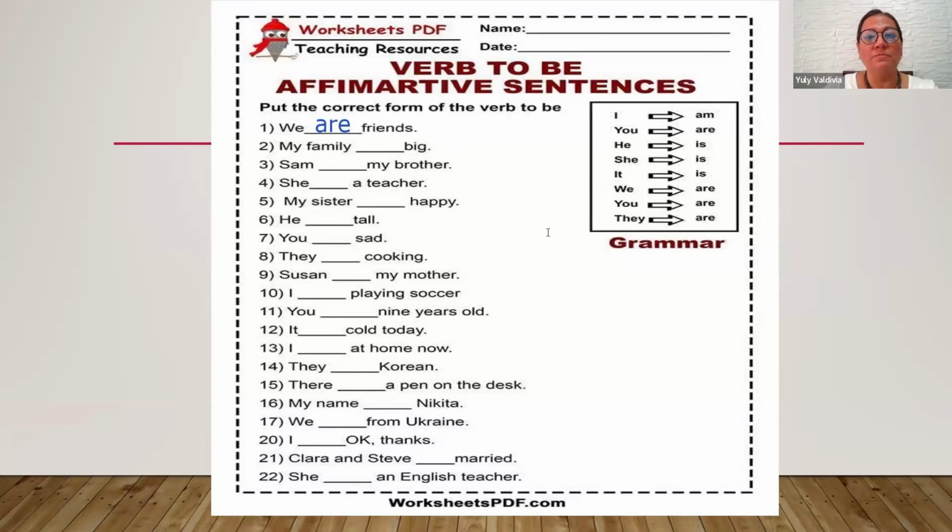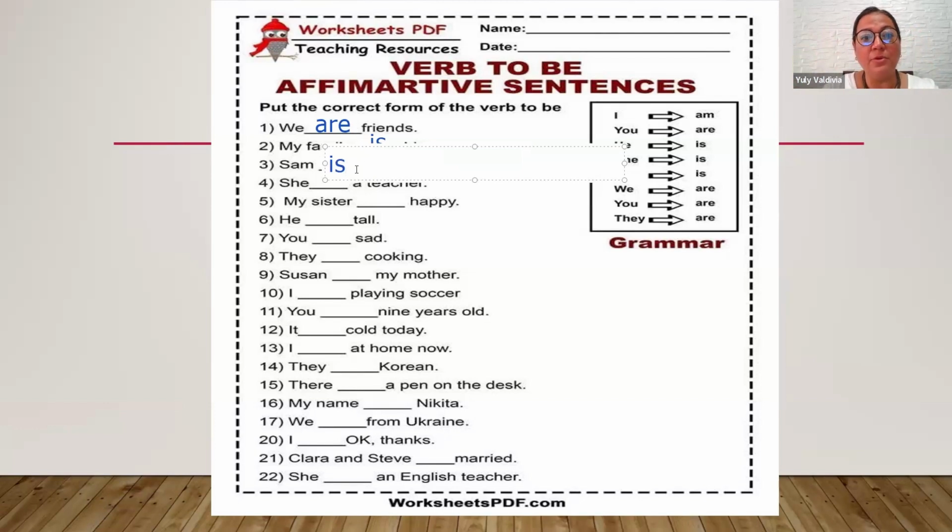Genius. Number 2, my family. Think about this. It is a group of people. So my family are big or my family is big? The answer is definitely yes. My family is big. Sam. In our mind, the word Sam means he. Okay, so we have to combine he am, he is, or he are. Yes, excellent. So we say Sam is.